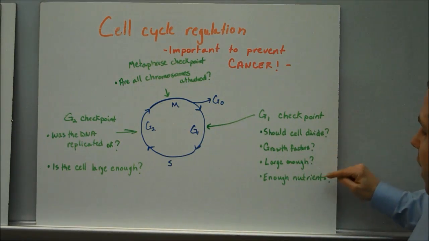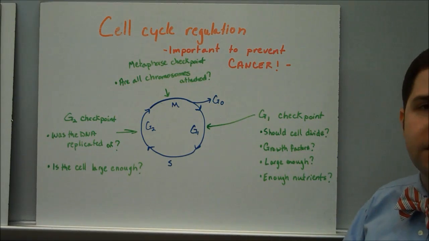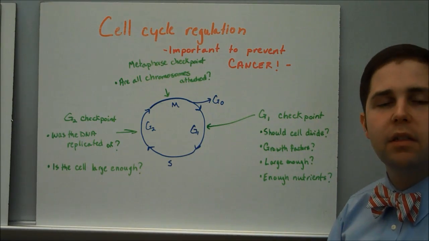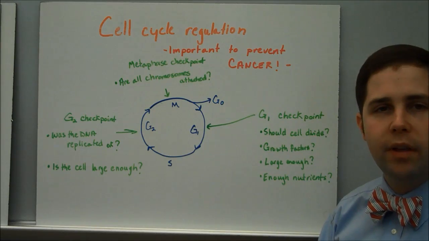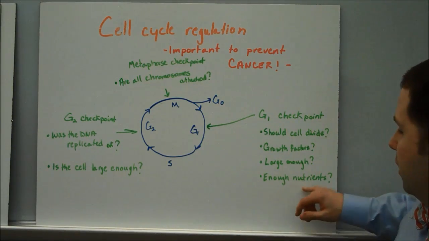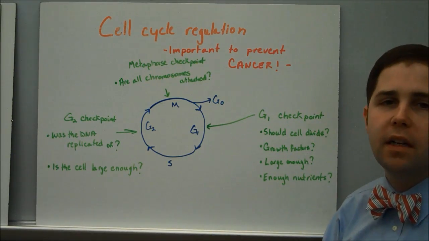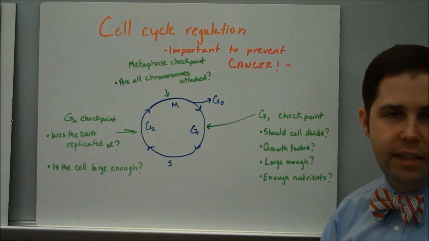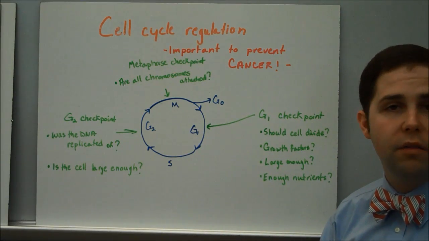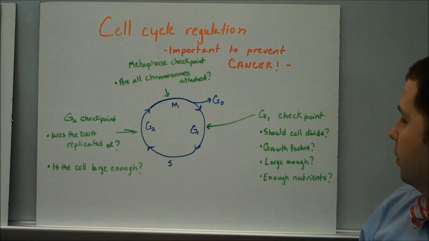The last part of this checkpoint is: is there enough nutrients? Is there enough food around for two cells to eat when there's only one cell? This is an important question to ask, because if there's not enough nutrients, there's no need to divide into two cells, because you will starve one or both of those cells once you do that.